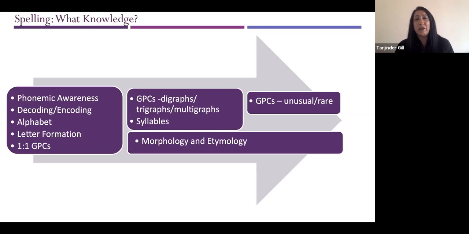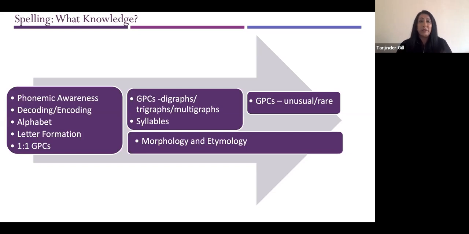And then we move on to grapheme phoneme correspondences that are rare or unusual. And morphology and etymology, in terms of teaching it, does go from simple to complex itself as we go along, as we're teaching spelling from Key Stage 2 onwards.